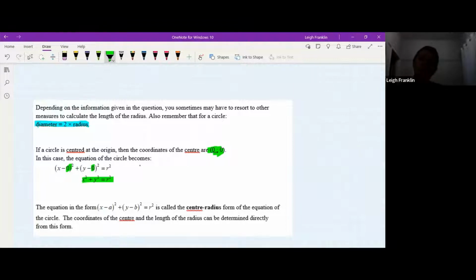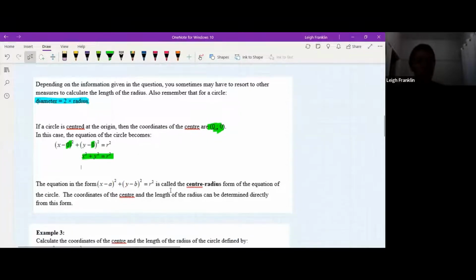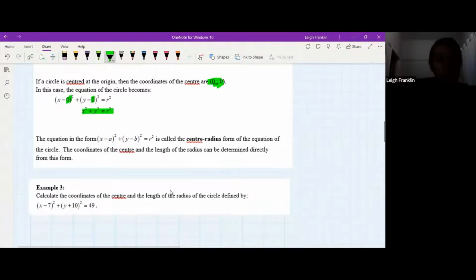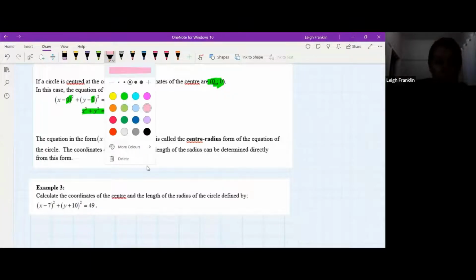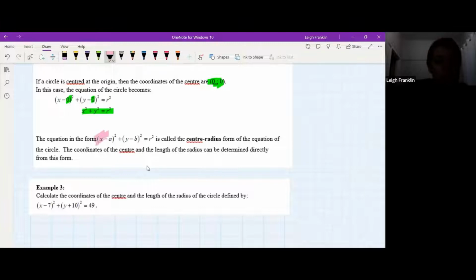We don't really see that very much in matric. We are going to be working with these translations. So in its form, (x minus a) squared plus (y minus b) squared equals r squared, we refer to this as center radius form. The reason that we call it center radius form is because it allows us to directly determine the coordinates at the center and the length of the radius from the equation.